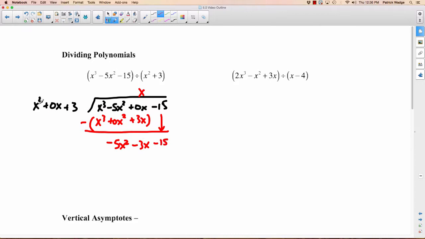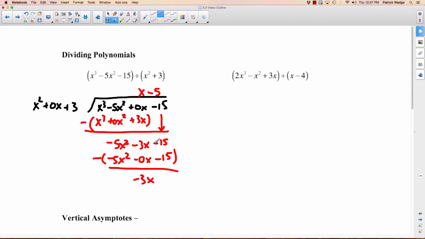You ask yourself, what do I need to multiply x squared by to get negative 5x squared? I need to multiply by negative 5. So I'm going to multiply everything by negative 5. Negative 5 times x squared, negative 5x squared. Negative 5 times 0x is negative 0x. Negative 5 times positive 3 is negative 15. And what do we do? Subtract. Negative 5x squared, take away negative 5x squared, 0. Negative 3x, take away 0 is still negative 3x. Negative 15, take away negative 15 is 0 as well.